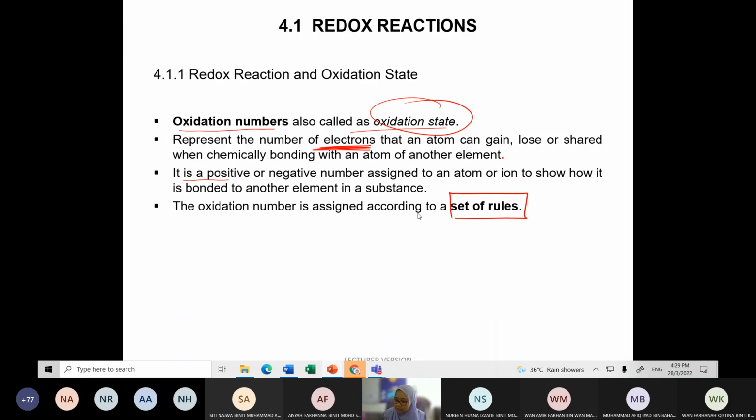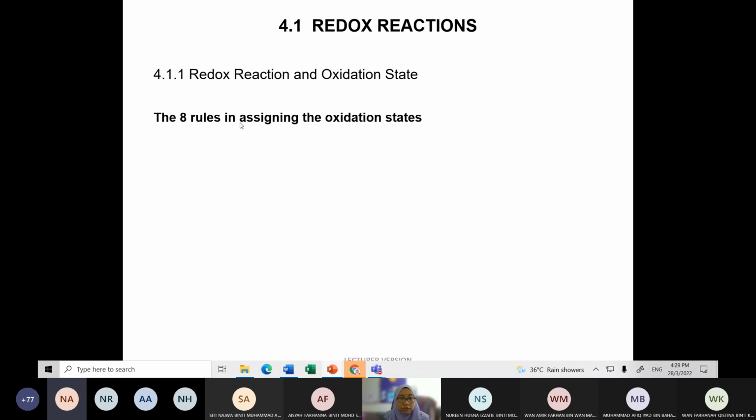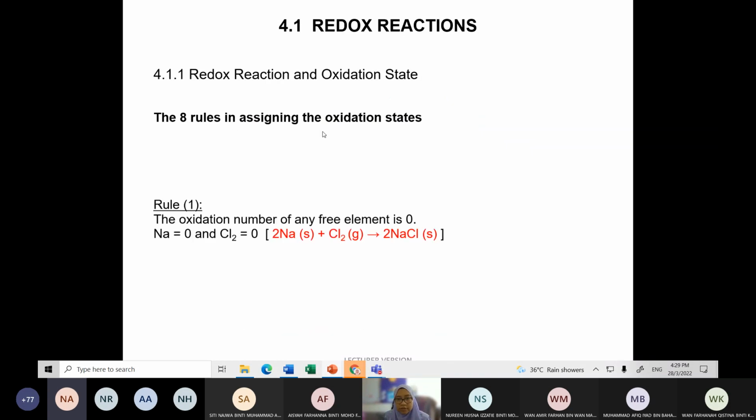Okay, all right, so let's continue. So we have a set of rules in order to determine the oxidation state of a substance, of a species. Okay, so let's go through each one of them. So kita ada in total 8. There are 8 rules in assigning the oxidation states.